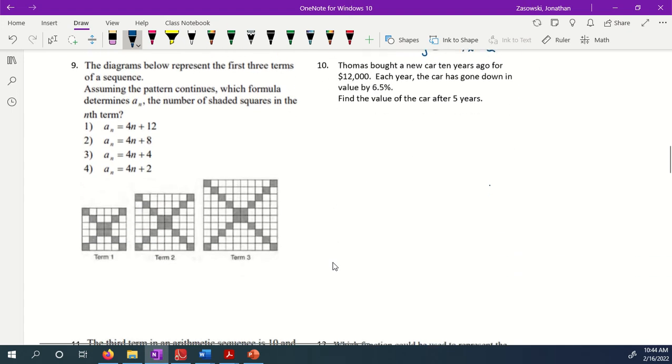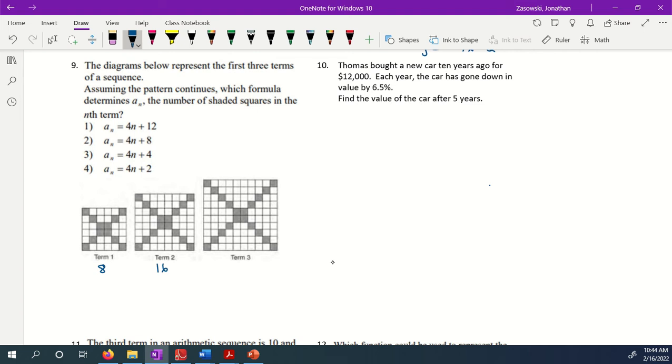Okay. Number 9, in the diagram below, represent the first 3 terms of the sequence, assuming the pattern continues, which formula a sub n, the number of shared squares in the nth term. So if we take a look at the shared squares, there's 4 here. There's 4 on the outside, so there's 8 altogether. Here there's 3, 6, 9, 12, and then 4 inside, so that's 16 altogether.